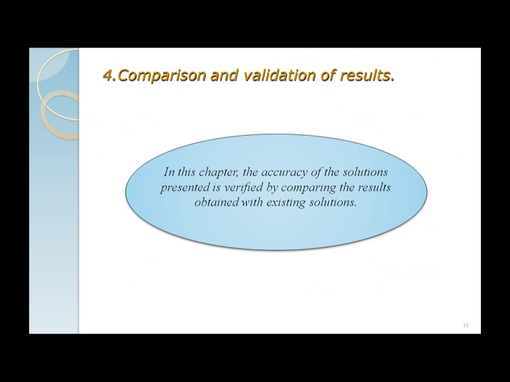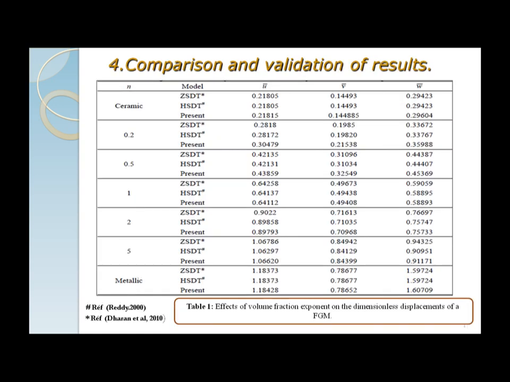Comparison and validation of results. In this chapter, the accuracy of the solution presented is verified by comparing the results obtained with existing solutions. In the first table, we have different comparative results between higher-order shear theory and the new refined theory. We note that the values adopted by the new theory are similar to the other theories, ZSDT and HSDT.